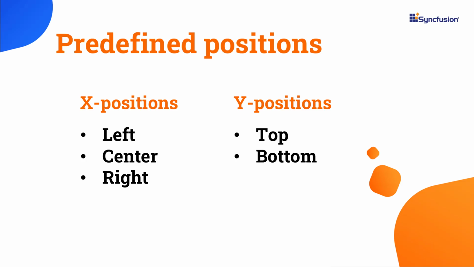By default, the toast renders at the top left position. You can customize the position to 5 static locations around the target. They are based on the predefined X and Y positions. X has 3 positions, left, center, and right. Y has top and bottom positions. The default value of X is left, and Y is top.